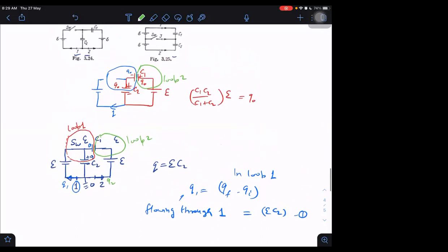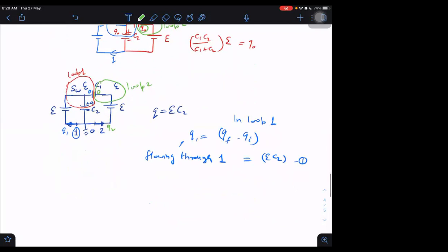And what is the final charge here? 0. What was the initial charge here? Plus Q naught. So I can write the equation for loop 2 as Q2, which is the charge entering, is equal to final charge minus initial charge. What is the final charge? 0. What is the initial charge? Q naught. Then what is the charge entering? Minus Q naught is entering. It means how much is entering? Minus C1 C2 upon C1 plus C2 multiplied by E.